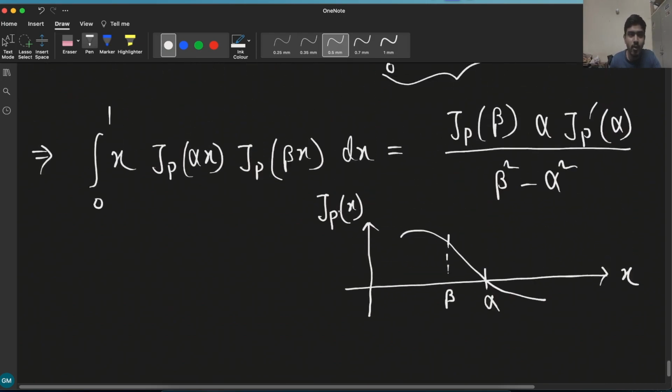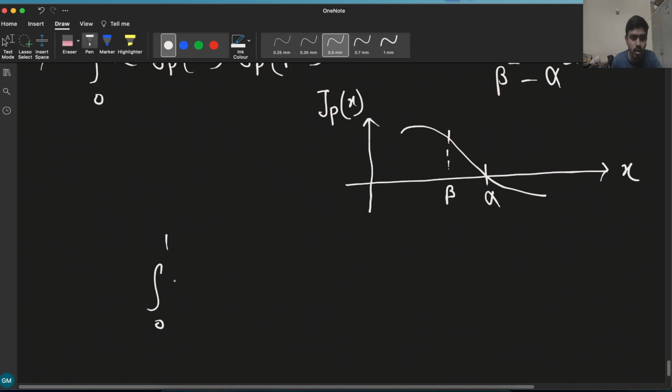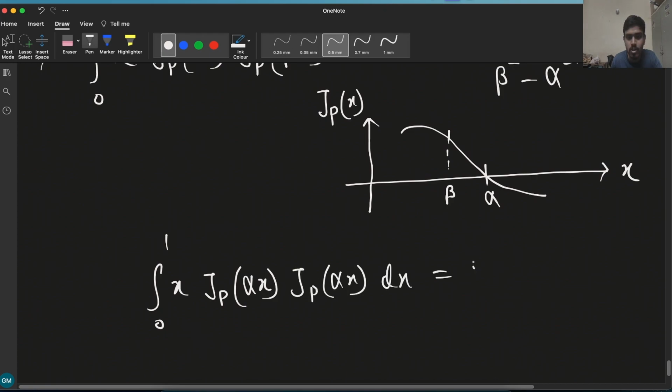Now what I'm trying to find out is this integration from 0 to 1 of x J_p(alpha x) times J_p(alpha x) dx equals what. This will tell me whether these Bessel functions, J_p(alpha x), are normalized or not. If this is 1, then with respect to this weight factor, those are normalized, and if not, then it will tell me what we should do to get them normalized.